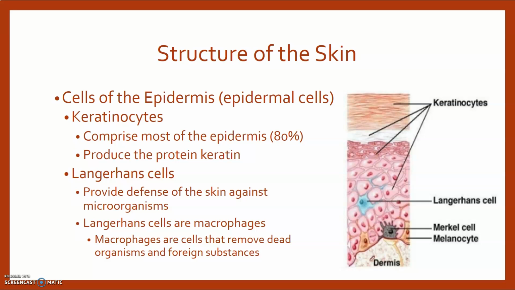Another type of cell of the epidermis are called Langerhans cells. And these cells are important because they are macrophages. And macrophages are cells that help to protect the body against microorganisms. They are cells that remove dead organisms and foreign substances by a process called phagocytosis.